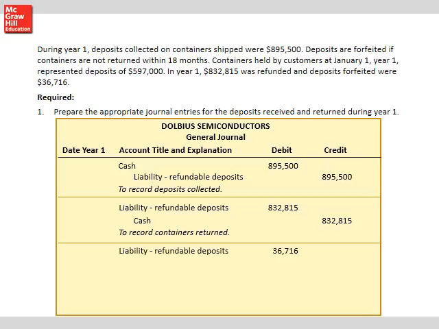Finally, we're going to debit liability, refundable deposits, of $36,716, and those are forfeited, so that becomes revenue. Now, it was a liability because we owed it, but after a certain period of time, it becomes revenue. I want you to make note of this because this is also how we treat things like gift cards. Somebody pays us cash as a merchant, we give them a gift card, they give it to somebody, and for a while it's a liability. At some point, it's no longer redeemable and it becomes revenue.